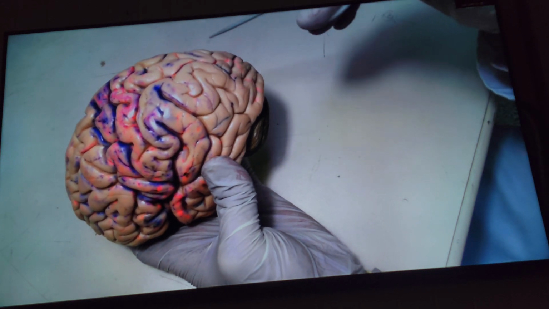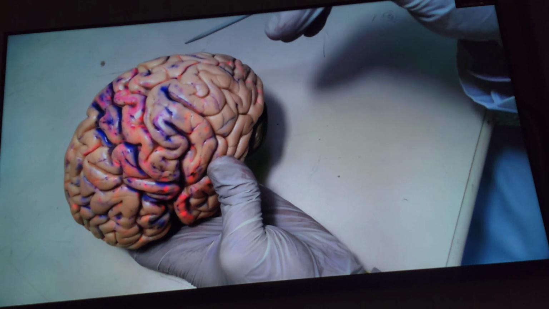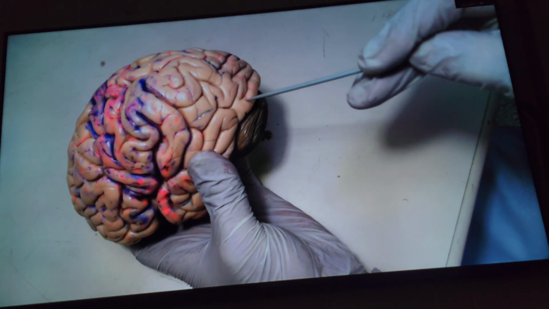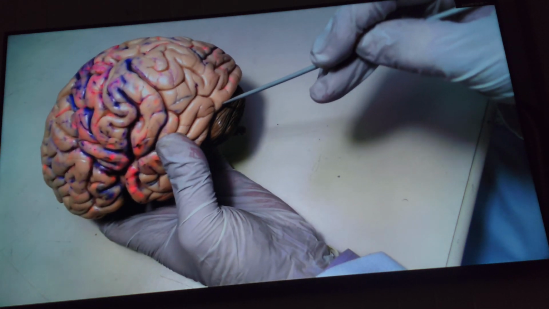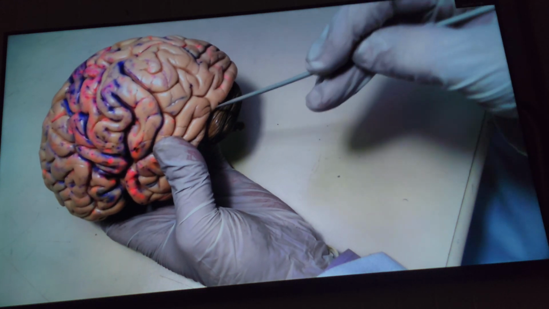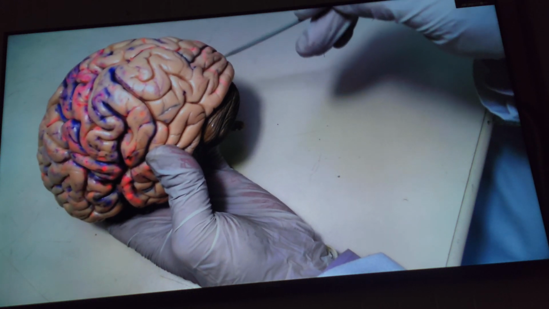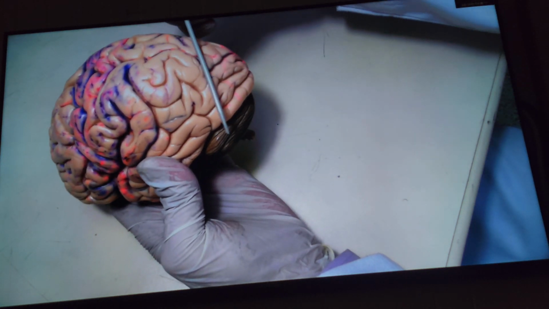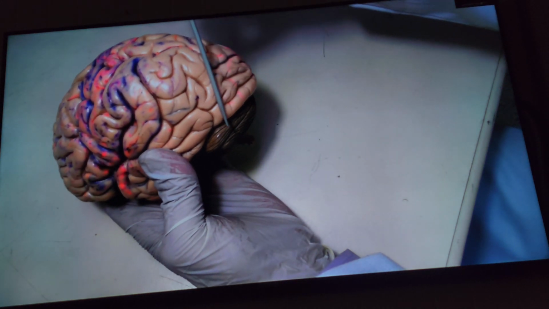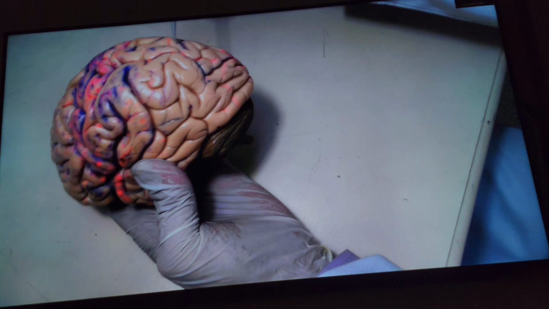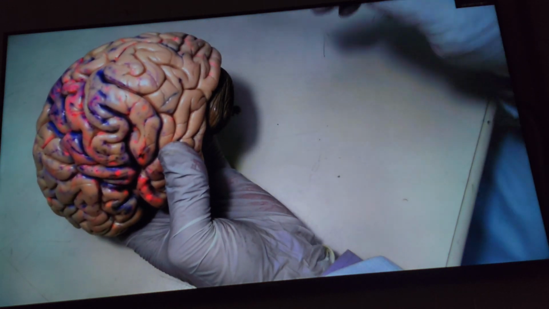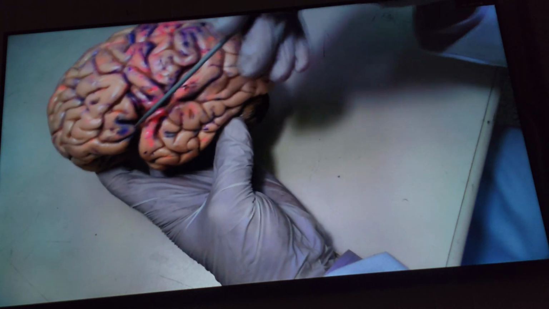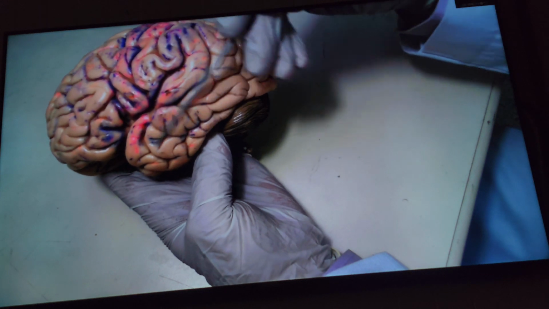occipital lobe. The occipital lobe is the area behind an imaginary line that joins the parieto-occipital sulcus to the pre-occipital notch. The pre-occipital notch is about 5 centimeters from the occipital pole. If we take an imaginary line from the parieto-occipital sulcus to the pre-occipital notch, the area posterior to it is the occipital lobe. The area inferior to the lateral sulcus is called the temporal lobe.